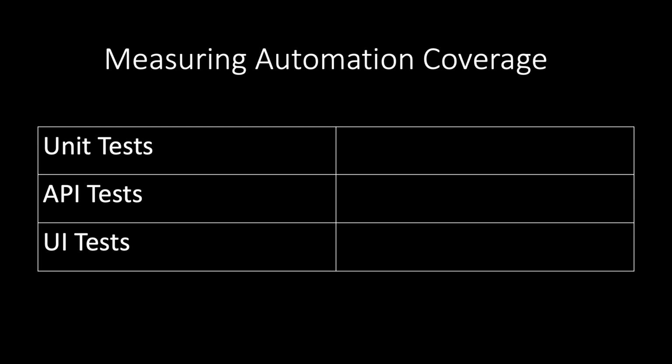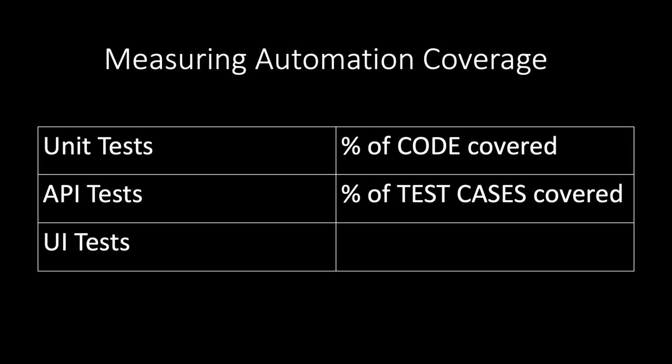So for measuring automation coverage, with unit tests, you want to measure the percent of code covered. With API tests, you want to measure the percent of test cases covered. And for UI tests, you want to measure the percent of features covered.